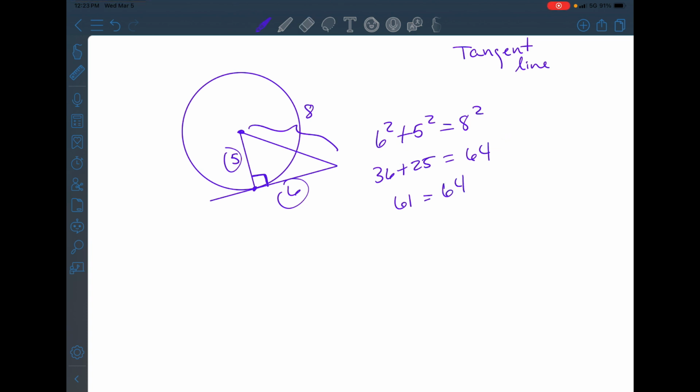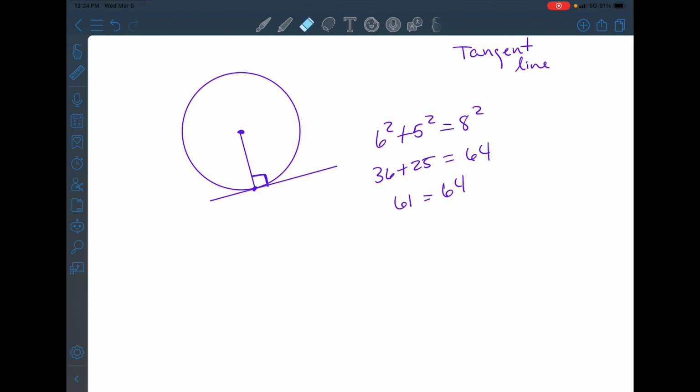And since that is not a true statement, then this wouldn't actually be a tangent line. But if it were a true statement, it would be a tangent line. Because at the very beginning I drew this as a tangent line, we would say it's tangent because it makes a 90-degree angle. But if we don't know if it makes a 90-degree angle, we just make it a 90-degree angle and see if our Pythagorean theorem is true.